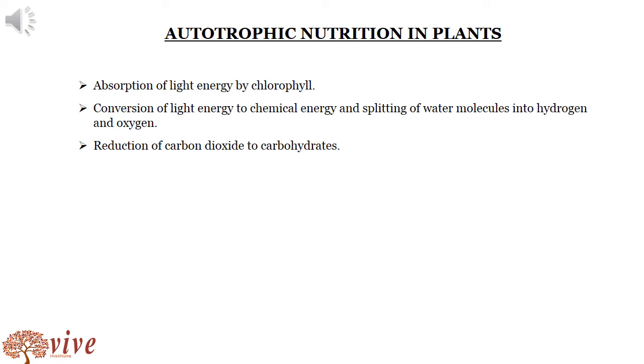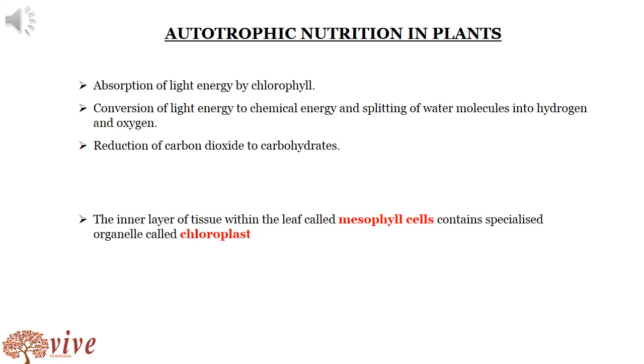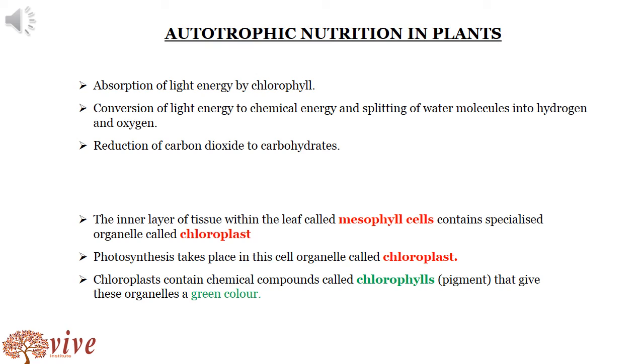Let us go into some of the details of the process of photosynthesis. Plants are able to absorb the light energy with the help of a pigment called chlorophyll. We classify the cells within a leaf into different types based on the structure, function, or location. One such group of cells are called mesophyll cells. They contain a specialized cell organelle called chloroplast. The chloroplast contains the pigment called chlorophyll, which has the ability to absorb sunlight. Thus, photosynthesis takes place within the cell organelle called chloroplast.